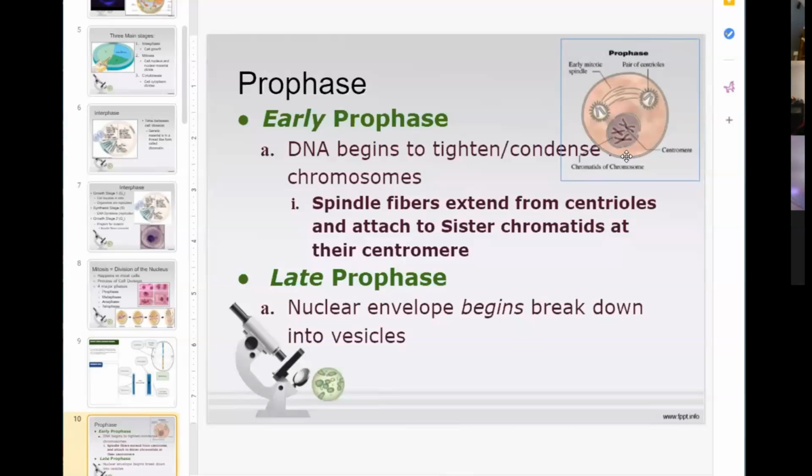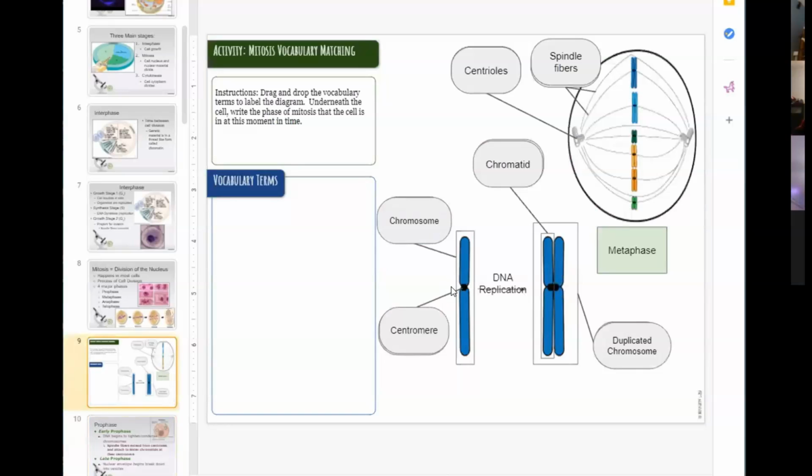So it's going to coil up, so it wraps up and it becomes very thick, which makes it visible. At this point, we're going to refer to them as chromosomes, okay? Spindle fibers extend from the centrioles here. Notice the spindle fibers are beginning to form. They will attach to the chromosome at the centromere. So the centromere, this little structure here, this is where the spindle fibers will attach, okay?